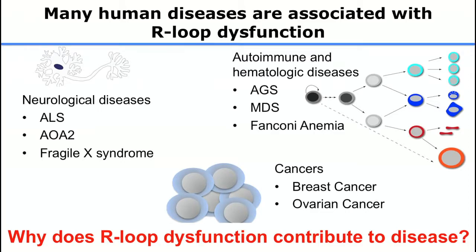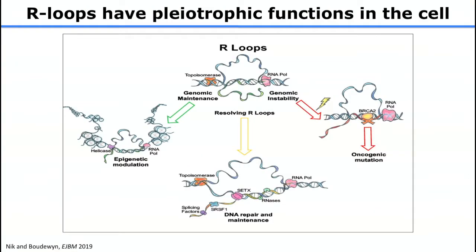So what I hope I can convince you of at the end of this talk is what we've tried to address: what aspects of R-loop dysfunction are contributing to diseases, and how can we use an organismal context to address this question. So why would this be a hard question to answer? That's because R-loops have really pleiotropic functions in the cell. They're not just byproducts of transcription that form, they actually are thought to have functionality in gene regulation.